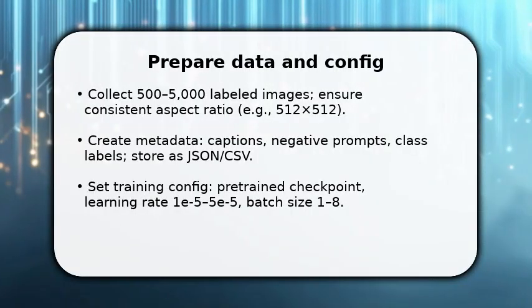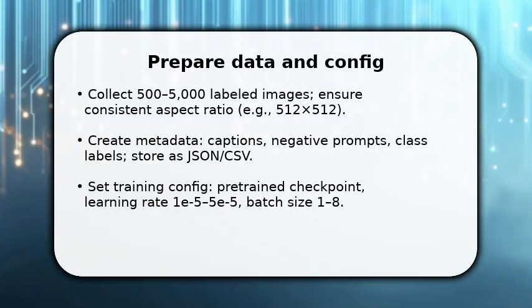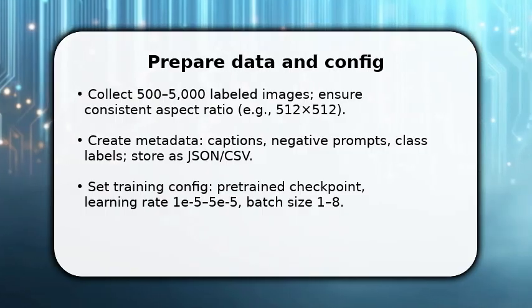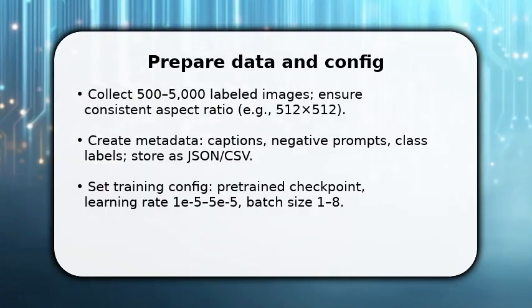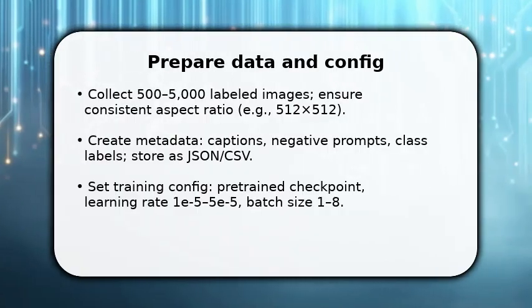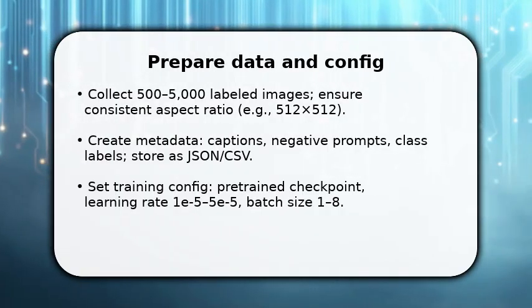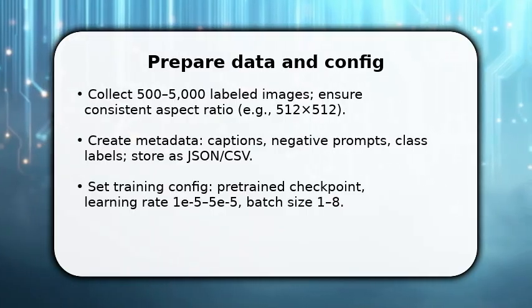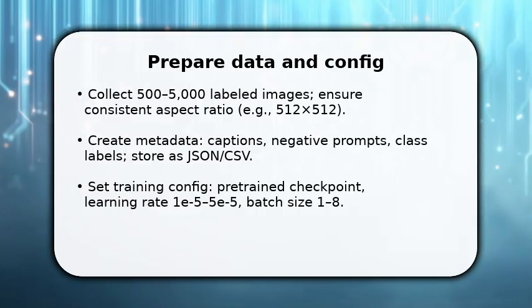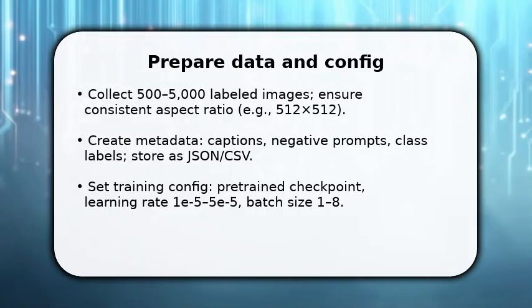You begin by preparing your dataset and configuration so training is effective. First, gather 500 to 5,000 consistent images resized to 512 by 512. You want variety but quality. Next, write accurate captions and negative prompts in a JSON or CSV file so the model learns associations.